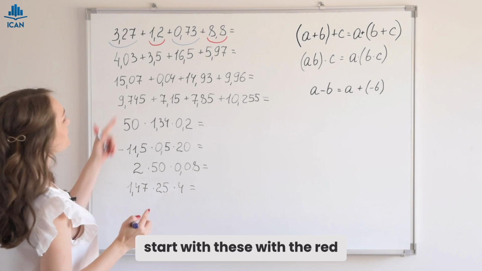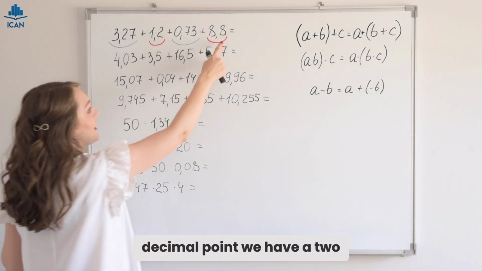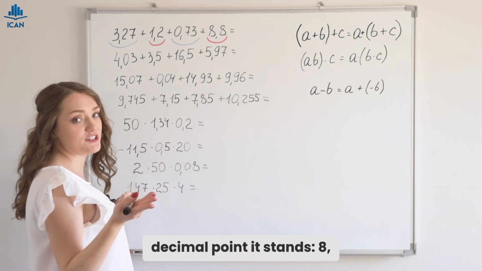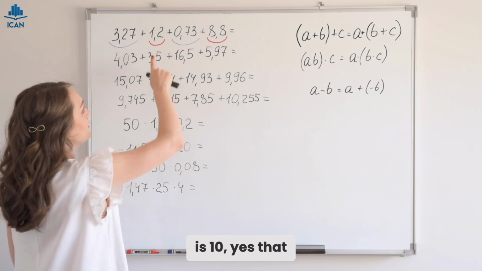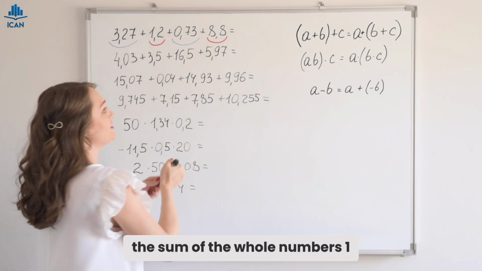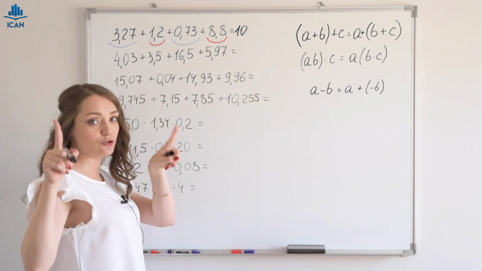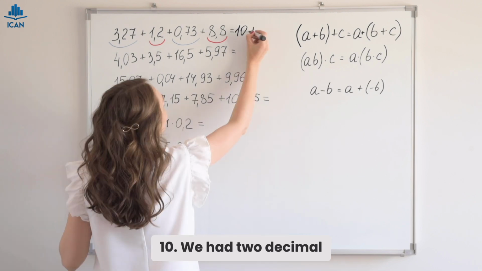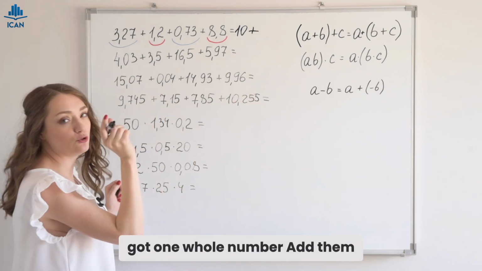Look, let's start with these, with the red ones. After the decimal point, we have a 2 here, and here after the decimal point, it stands 8, 2 plus 8 is 10. Yes, that means we need to add one more to the sum of the whole numbers 1 plus 8. How much will that be? 9 plus 1 is 10, yes, that means we write 10. We had 2 decimal places, but in the end, we got one whole number.